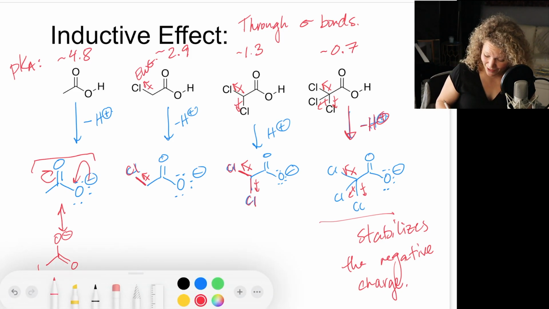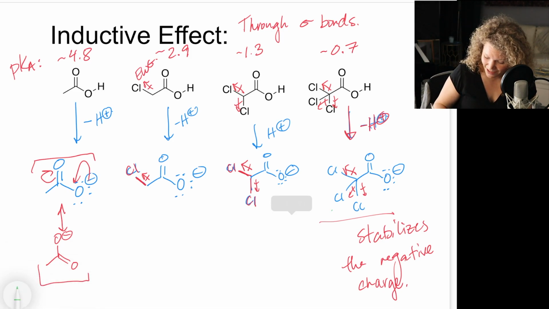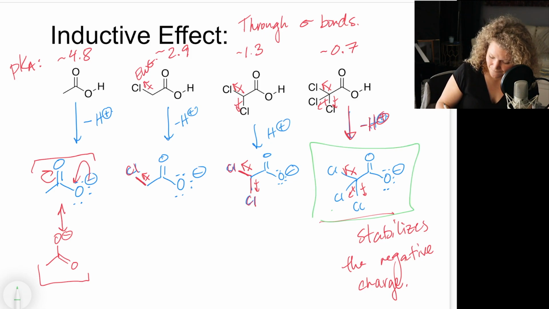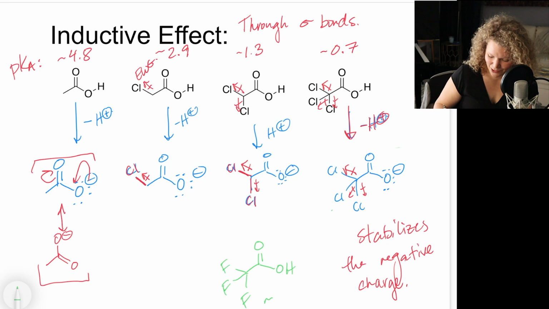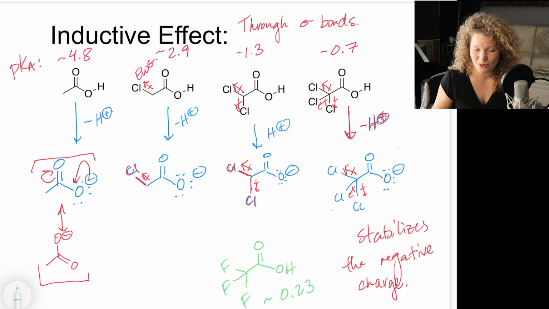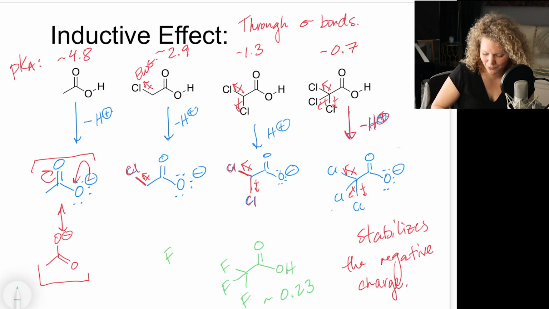Now, we could also compare this trichloroacetic acid with trifluoroacetic acid. If I have 3 fluorines here, this pKa is around 0.23. So it's even more acidic than trichloroacetic acid. And that's just because fluorine is more electronegative than chlorine.